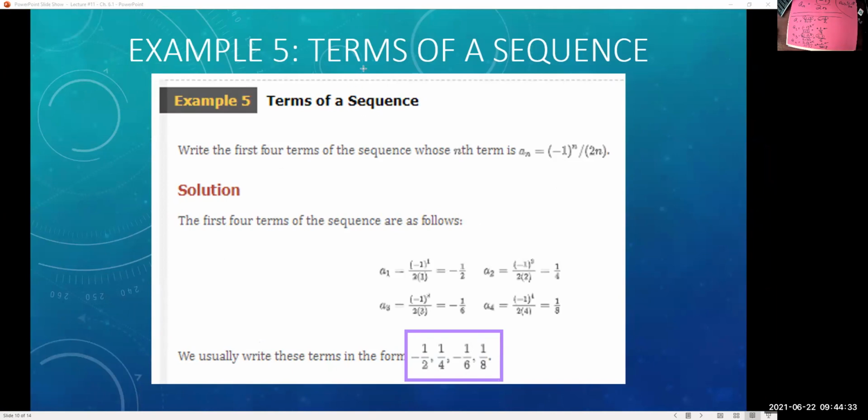The first term is this one here. The second term is this one, then this, then this. They're not in order from lowest to greatest. They're in order in terms of the first term, the second term, the third term, and the fourth term. So you're supposed to answer them in a list that way, so that they are in order of the terms that they're supposed to be. Okay? All right, so that's your first basic concept associated with the terms of a sequence. Let's carry on.